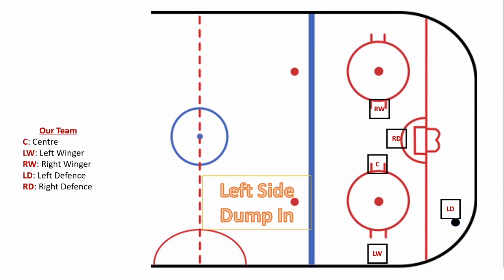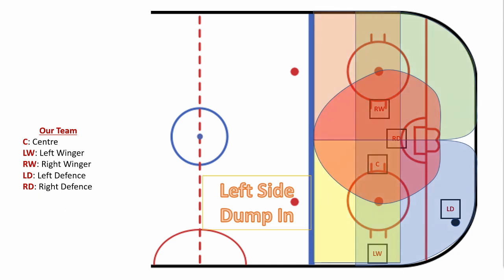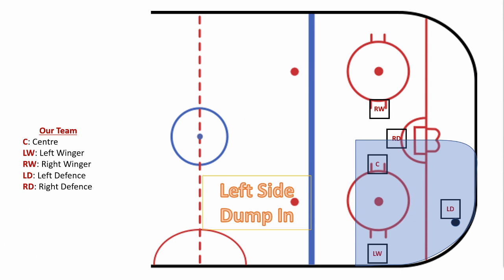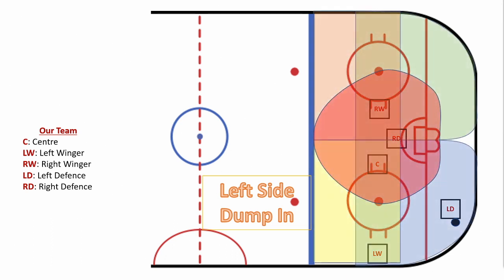So how that looks with our zones is that everybody still covers their zone. That left defenseman is still in their area. That left winger is still in their area. The right defenseman is still in the area that they should be in. Same thing with the right winger and the centerman. So all in all, we cover the slot. We cover every area that needs to be covered in our zone.